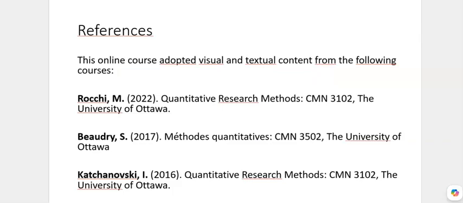So these are the references. I took the contents and the explanation from these three courses, statistics in the quantitative research method at the University of Ottawa. So these are the references I took.